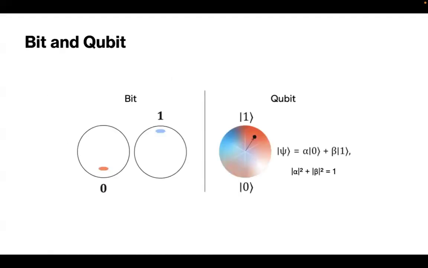Mathematically, we represent this as |ψ⟩ = α|0⟩ + β|1⟩, where alpha and beta are complex numbers representing probability amplitudes, with |α|² + |β|² = 1. The important thing to understand is that this property allows quantum computers to process multiple possibilities simultaneously, creating a form of massive parallelism that classical computers simply cannot achieve.